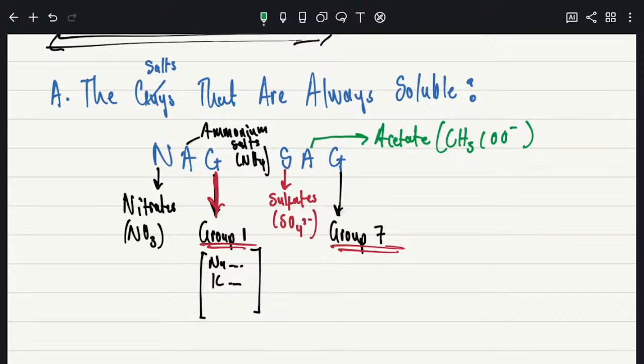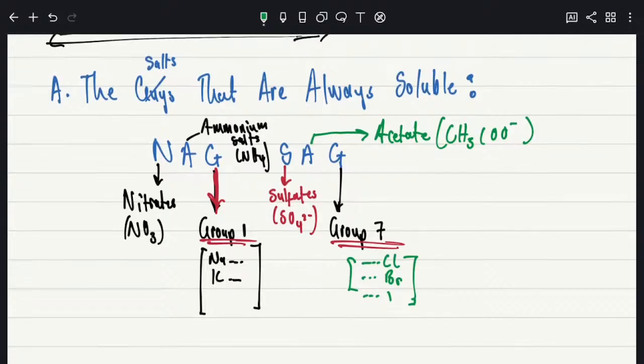Then we have your group 7, which is your chlorine. Something with chlorine, something with bromine, something with iodine. These are all like that. Question? No question. Anyone with a question here?